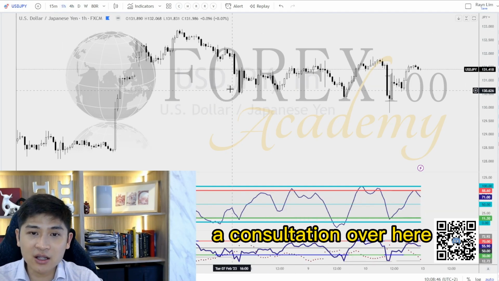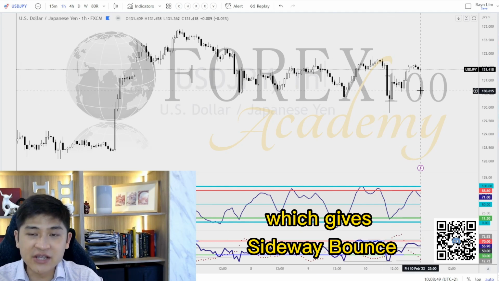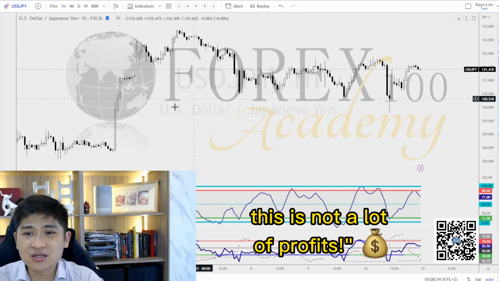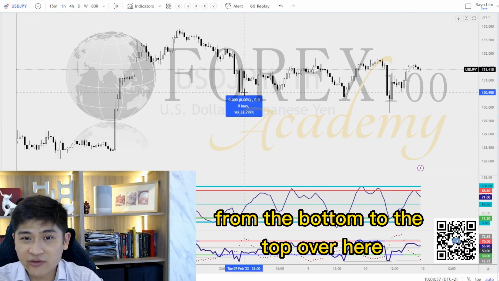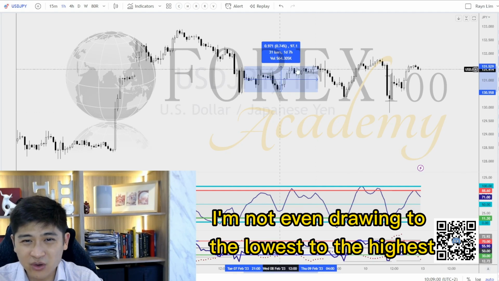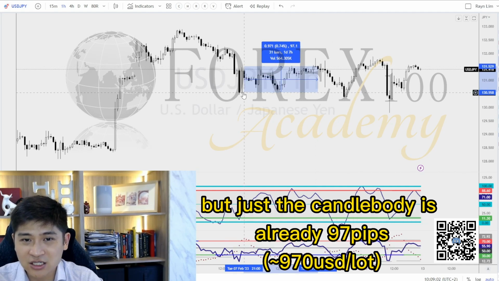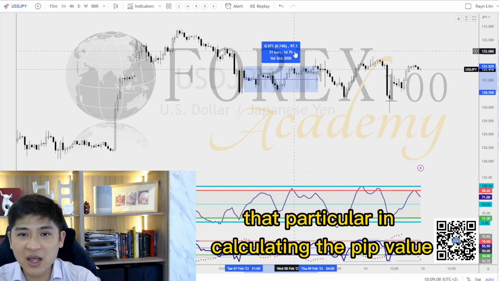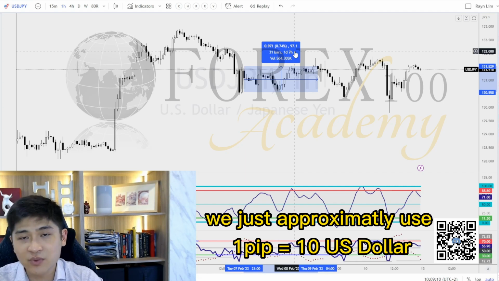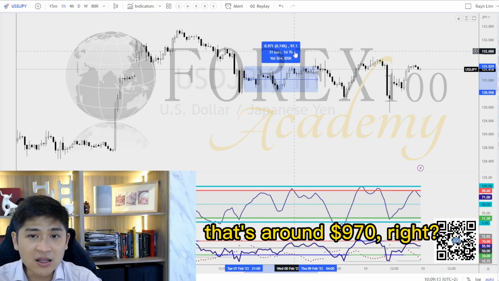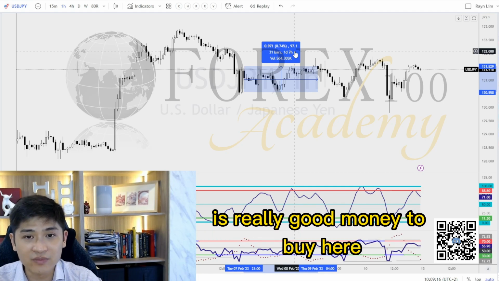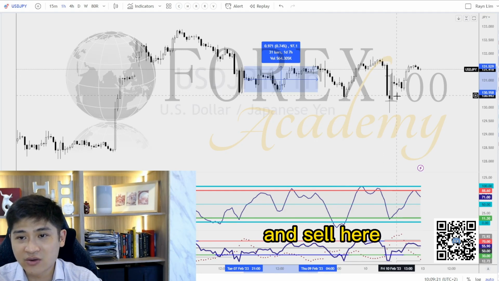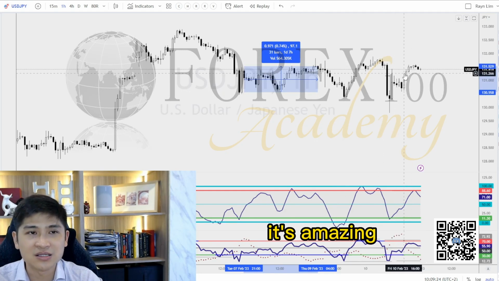Down to the 1-hour chart, a consolidation over here, which gives a sideways bounce trader like myself an opportunity to trade. You might be saying, hey Rain, this is not a lot of profits. Well, let's have a look from the bottom to the top over here. I'm not even drawing to the lowest to the highest, but just the candle body is already 97 pips, correct? So if you are not that particular in calculating the pip value, we just approximately use 1 pip of $10 US. That's $970, right? It's really good money to buy here and sell here, and buy here and sell here, and sell here and buy here again. It's amazing. It's free money.